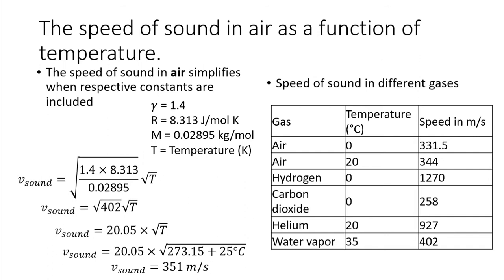So we end up with this particular equation here, and we can examine for what would happen at 25 degrees. So just by heating the atmosphere up a little bit, or the environment, you can see that that speed has increased significantly, 351 meters per second.